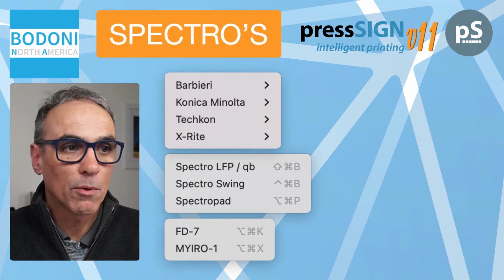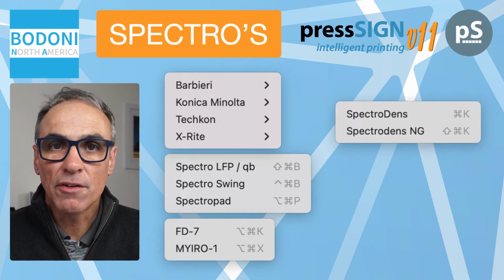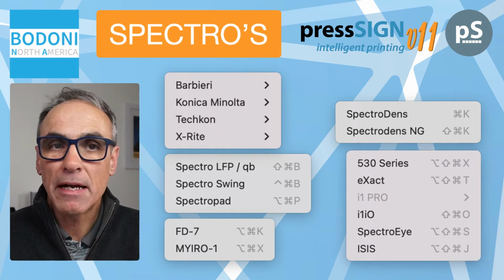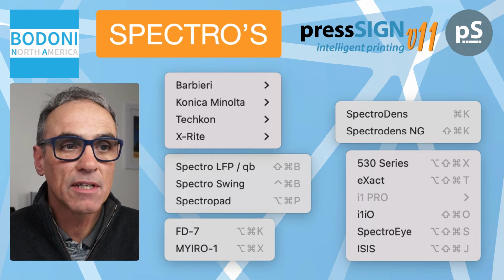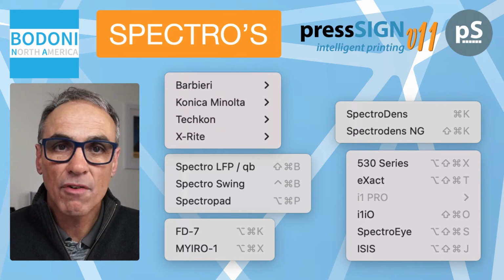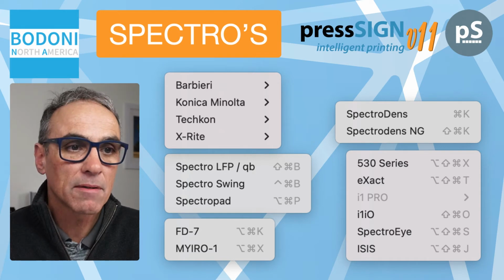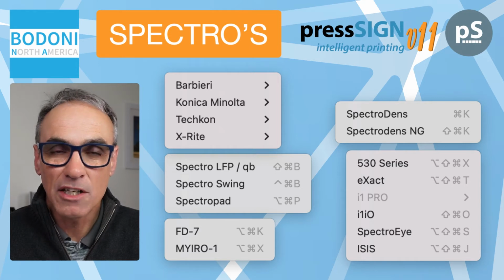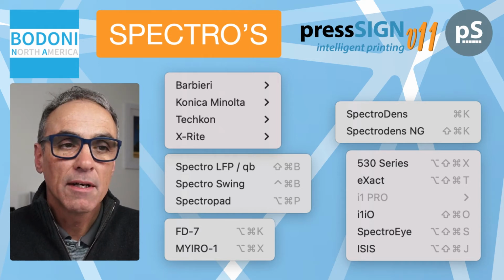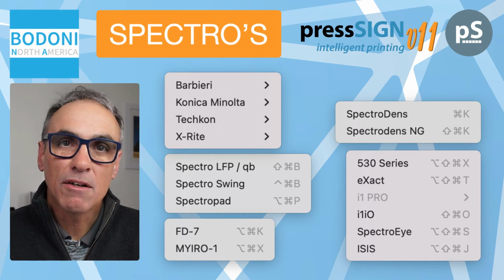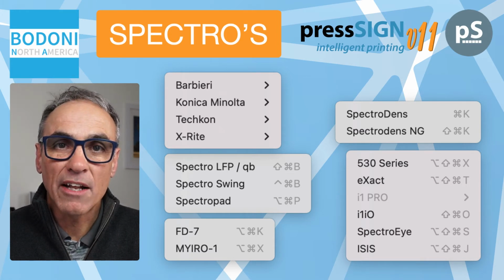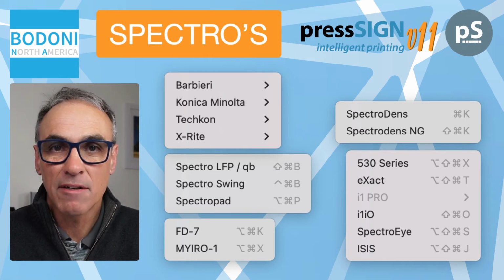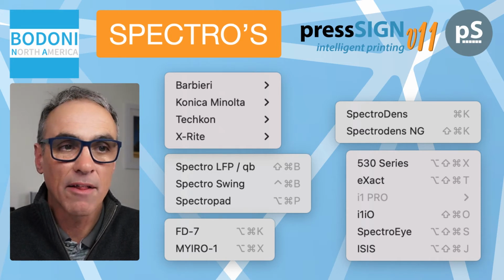Of course, pressSIGN still supports that. From Techkon Direct, you get the Spectrophotometers and the next generation version. And from X-Rite, we support the old 530 series, the eXact spectrophotometer range, that'd be the Advanced and the Premium. The i1 Pro, although it's greyed out there, is naturally supported by pressSIGN in all versions, so you can use that. We support the i1 Pro version 1 and 2, but not the i1 Pro 3. Unfortunately, X-Rite limit us from being able to use that one at the moment.